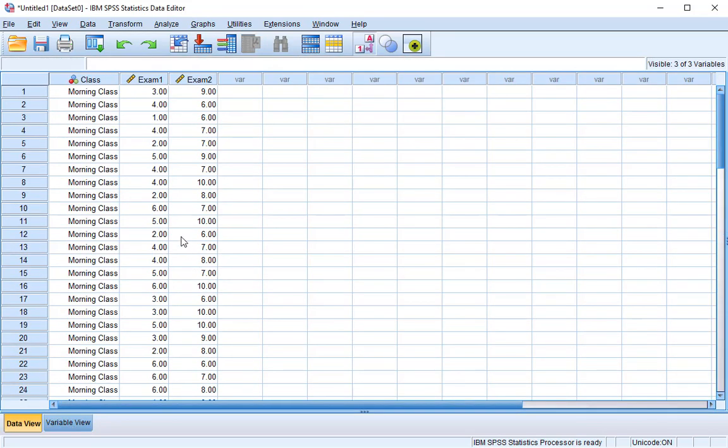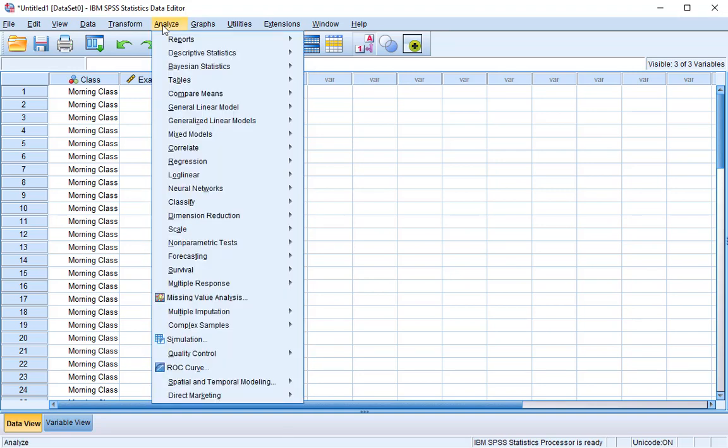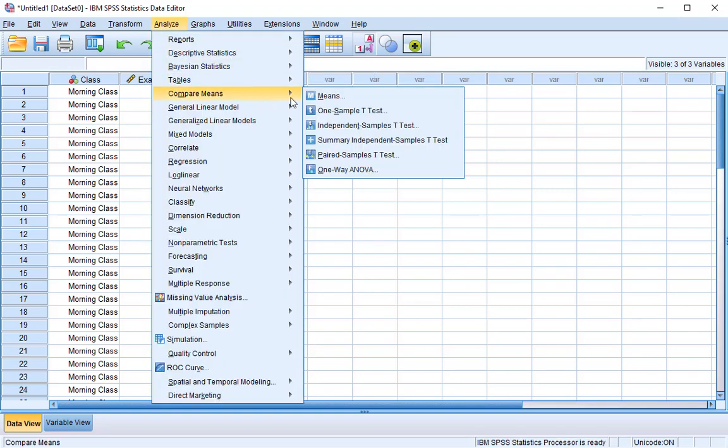I want to see, is the average for exam 1 a C level or higher? So we know that this ranges from 0 to 10. So a 7 would be 70%, which would be a C. So we want to know, did this particular group score a 70% or higher? So let's click on Analyze, Compare Means, One Sample T-Test.